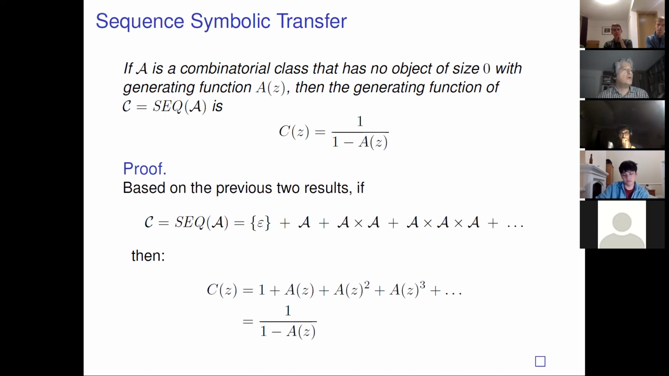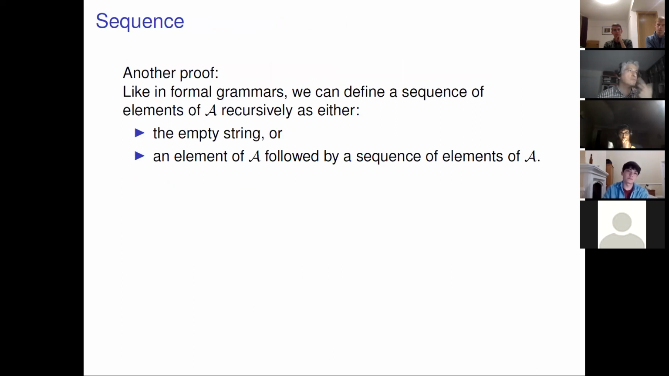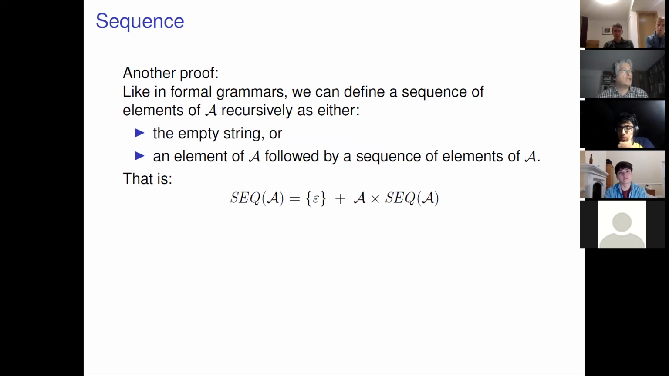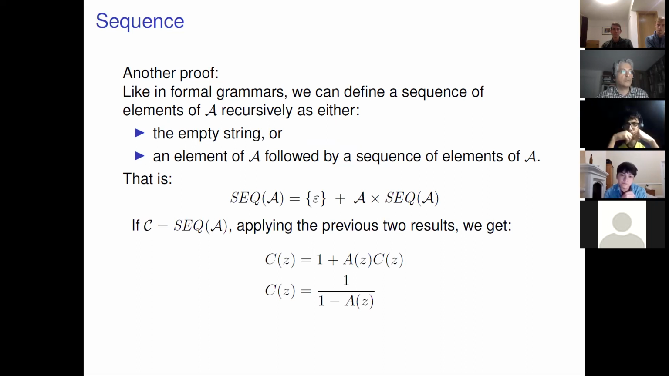Okay. Now, there is another way to prove this, which is to define recursively the sequence of elements of A as either the empty string or an element of A followed by a sequence of elements of A. This is more like what is done in formal grammars, and that leads us to this combinatorial construction. And then when we apply the previous 2 results, we just solve for C, and we get the same result.